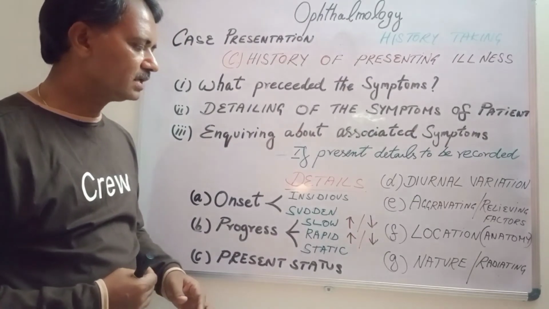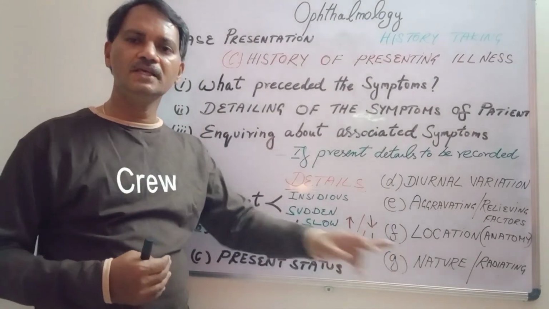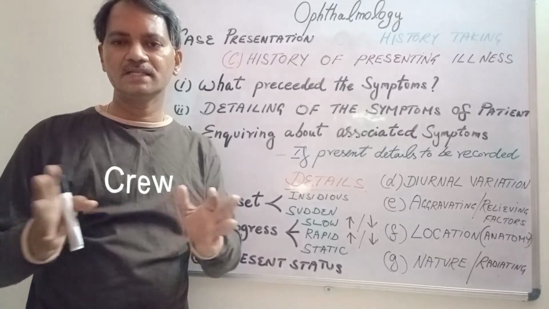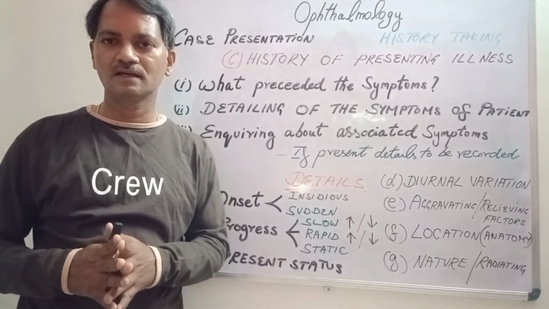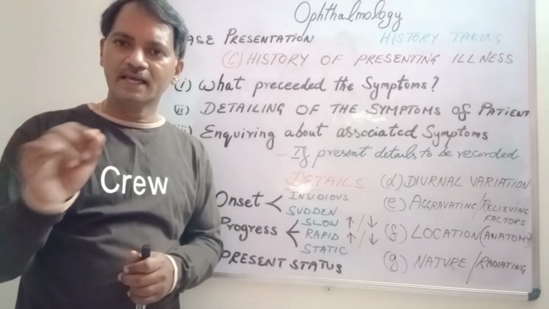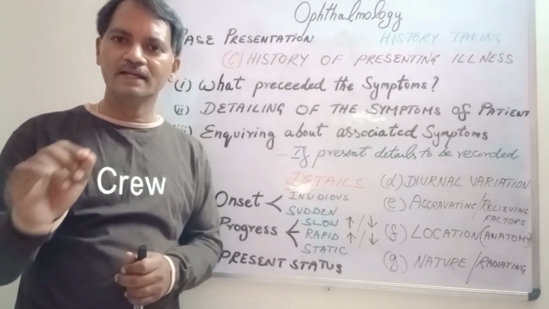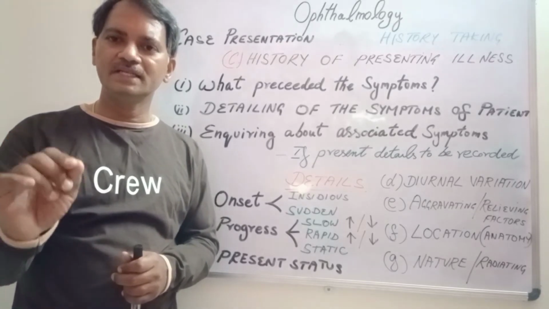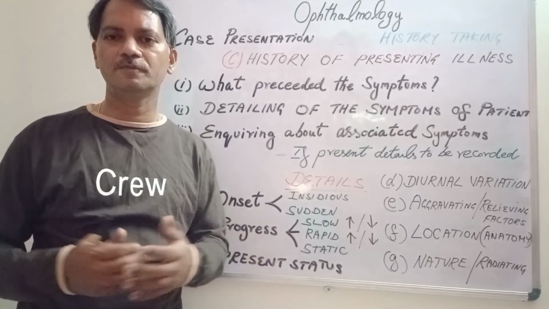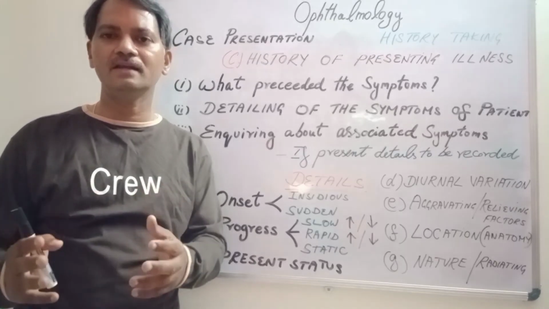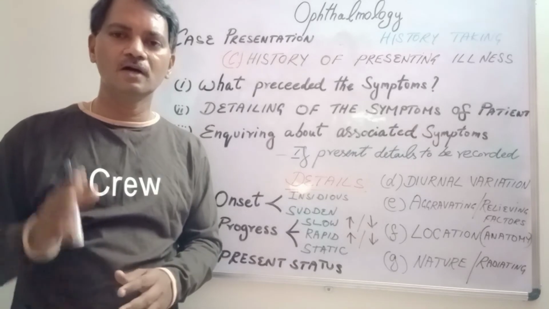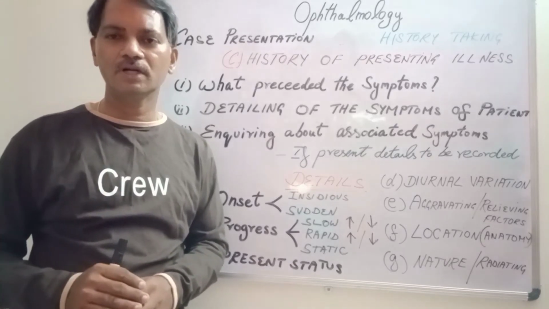The next important thing is nature of the symptom. Suppose a patient is having pain in the eyes. The pain may be a pricking type, it may be a dull aching type, it may be a deep-seated type, it may be a throbbing type. Like that, so many types of pains are there. Each pain is characteristic of certain diagnosis. So nature is very, very important.